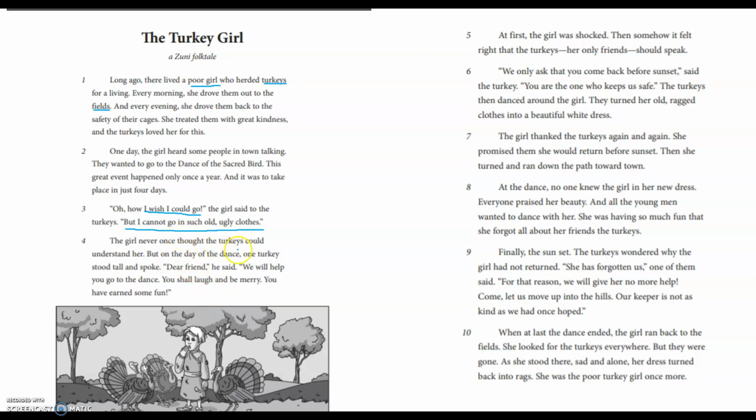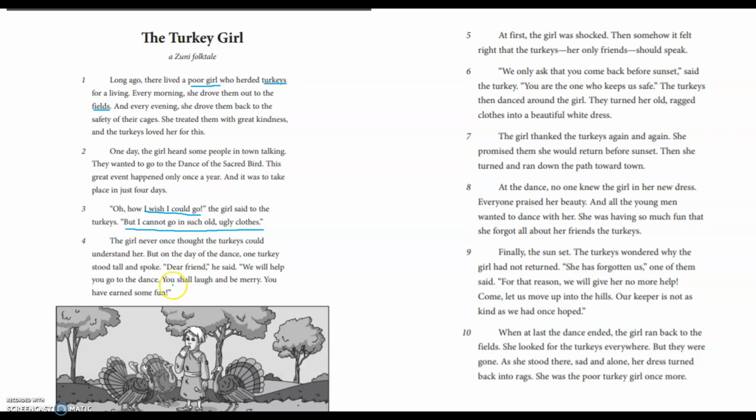The girl never once thought the turkeys could understand her, but on the day of the dance, one turkey stood tall and spoke. "Dear friend," he said, "we will help you go to the dance. You shall laugh and be merry. You have earned some fun."